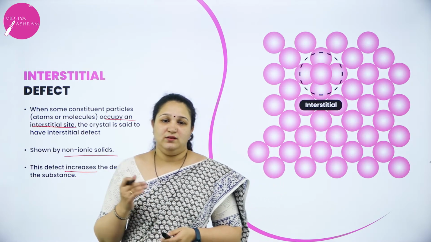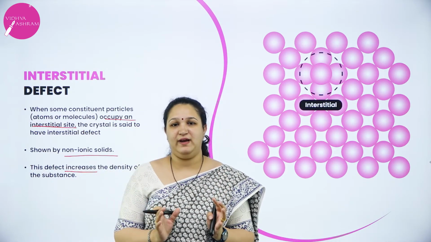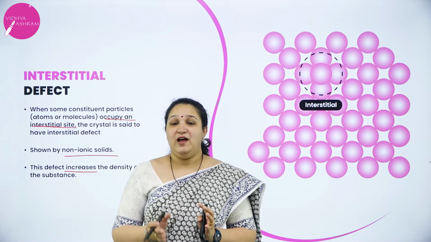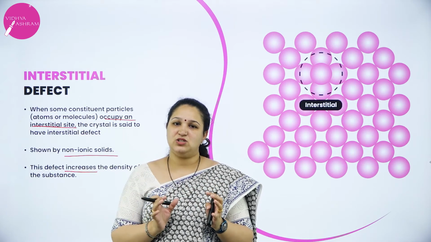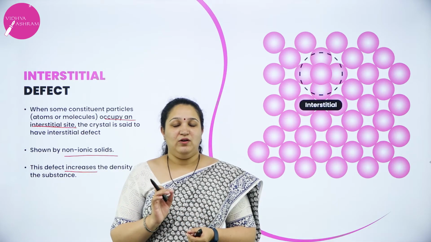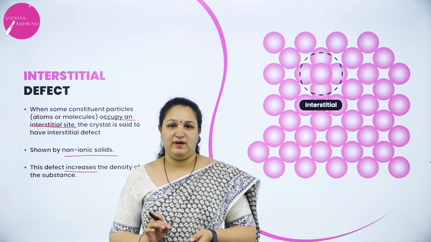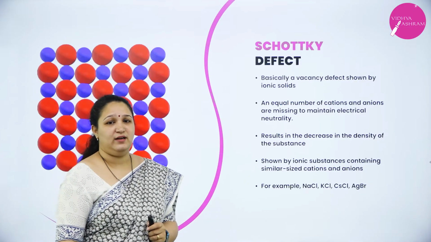Next, both vacancy and interstitial defects are shown by non-ionic solids. When the same kinds of defects, that is vacancy and interstitial, are shown in ionic solids, we call them Schottky defect and Frenkel defect. So we will see what is Schottky defect.